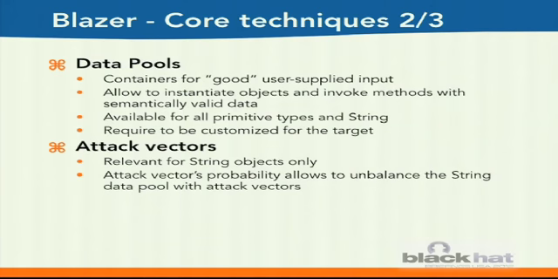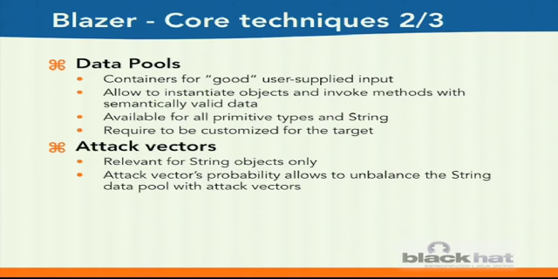The other important thing is the data pool. A data pool is basically a container for good data, and good data here is semantically valid data. It's data that's relevant for the application, and as a result should be customized in the tool before doing actual testing. Using this good user data, we build valid objects. You may think that's a strong assumption, that we already know what good user input is, but most likely if we browse the application partially, we're going to get most of the relevant values for primitive types and strings, and that's all we need here.